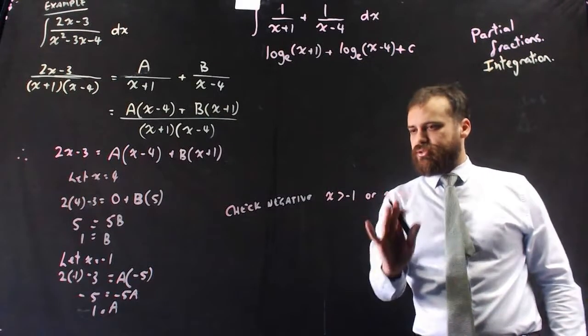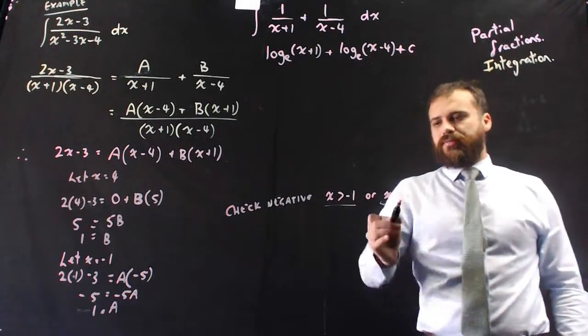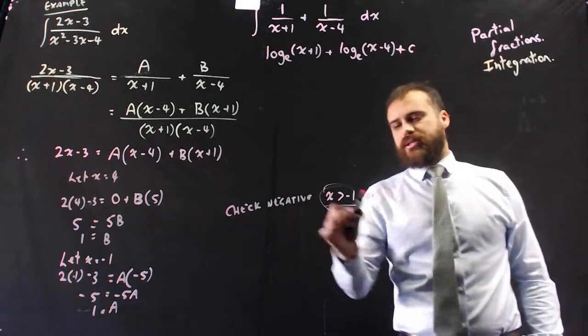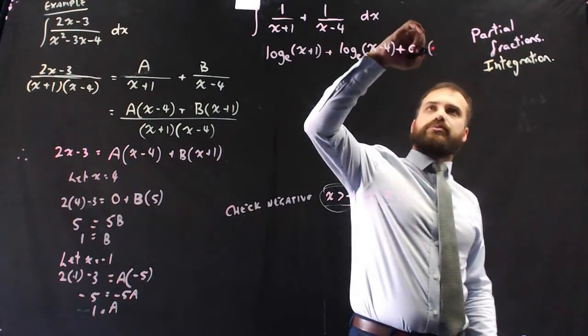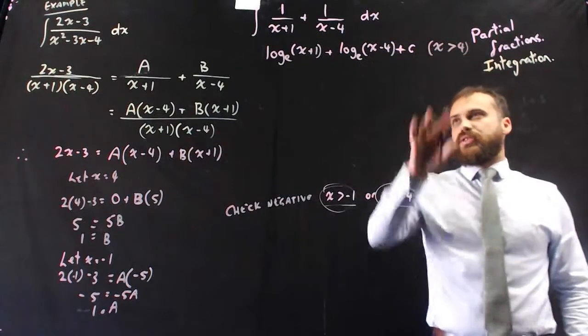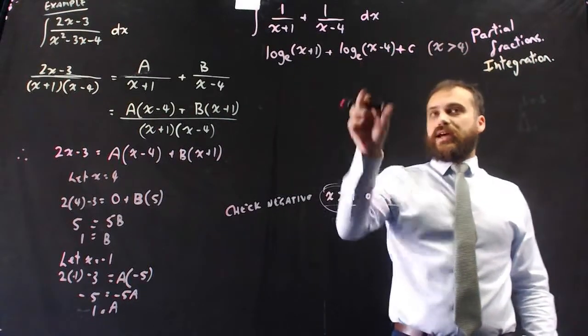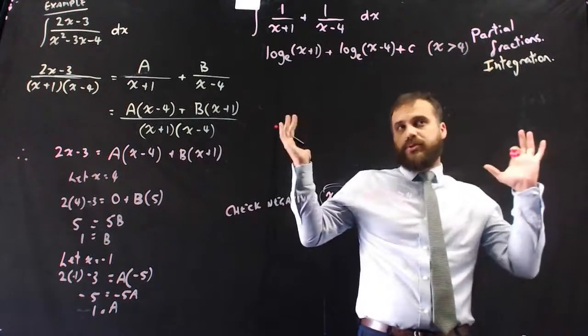So if we look at those two, x is greater than negative 1 or x is greater than 4, this one kind of overpowers this one. Okay, so we need x to be greater than 4. Just put it in brackets here. x greater than 4. This only works in that instance. Otherwise, there's no integral.